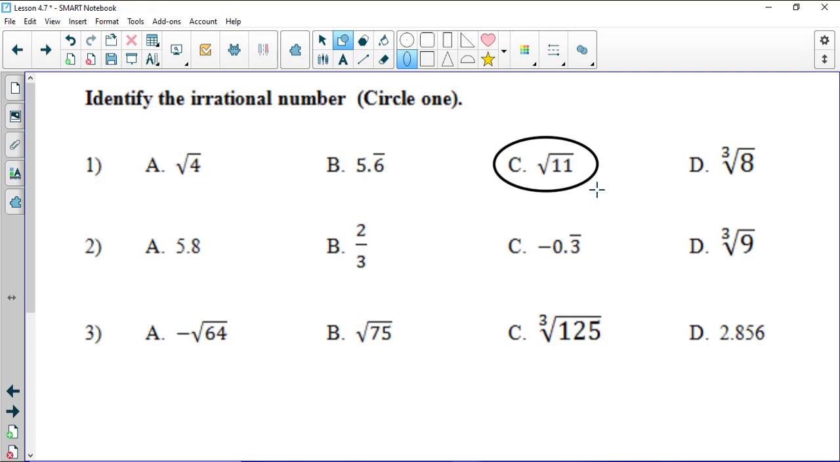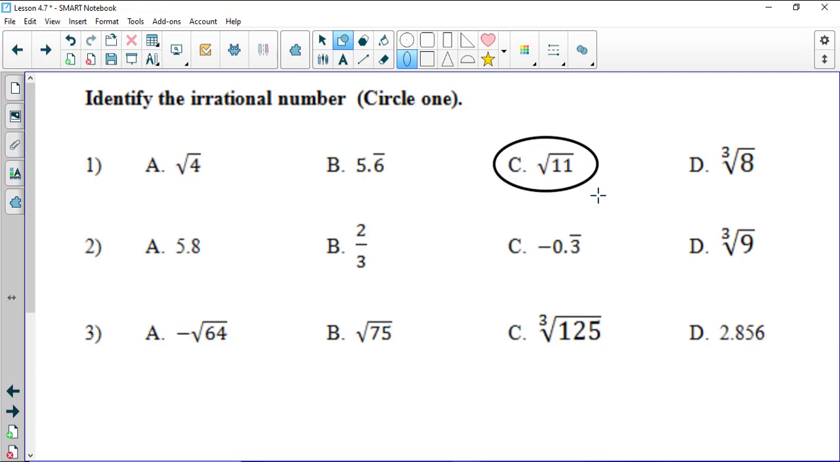5.8 is a terminating decimal, and terminating decimals are rational numbers. B, 2/3. It's a fraction, hence it is a rational number. All right, let's take a look at C. Negative 0.3 repeating. It's a repeating decimal. That's going to be a rational number. D, cube root of 9. Now, if I said square root of 9, that would be 3, but the cube root of 9, there's not really a nice number that when you raise it to the third power gets you 9.